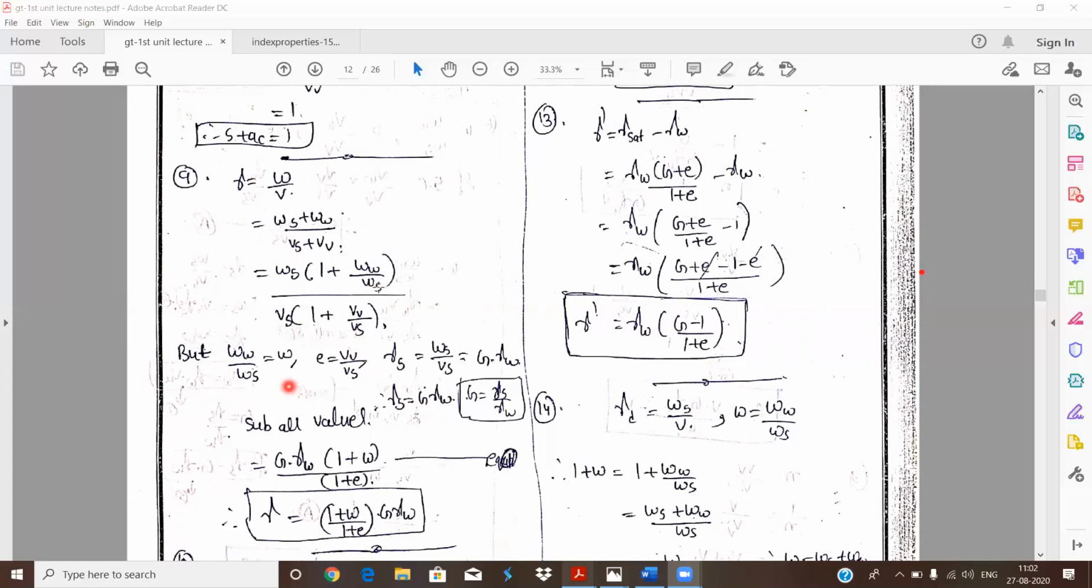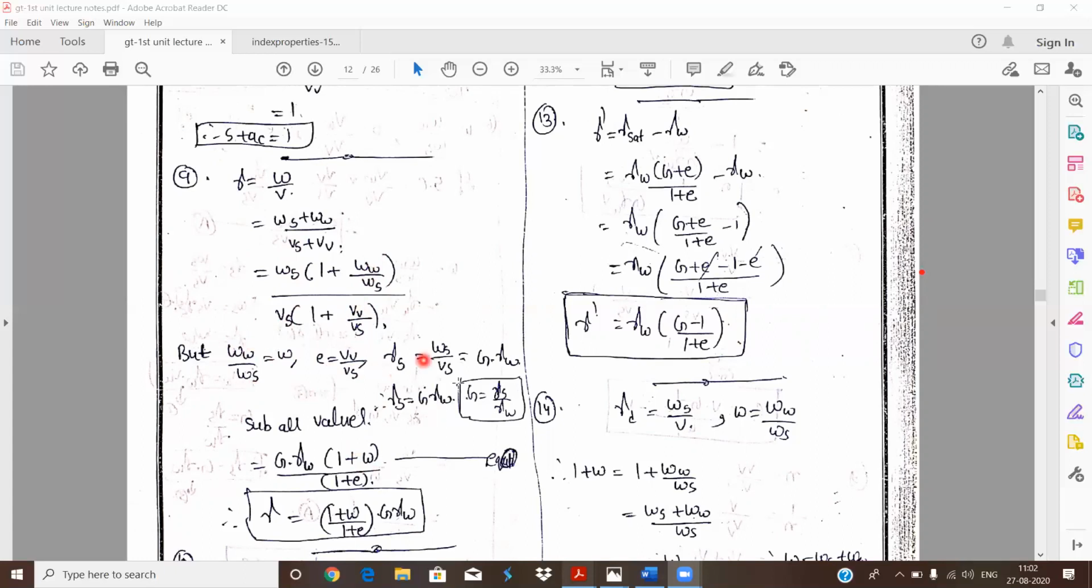The weight of water by the weight of solids is the water content, so we can replace it by w. Also, the volume of voids by the volume of solids is the void ratio e. Next, Ws by Vs.